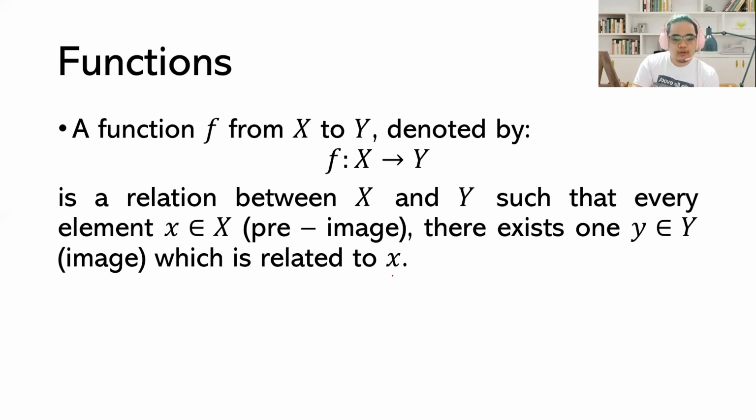It is a relation between x and y such that every element x, or what we call the pre-image, or in other sense, yung doon sa unang element natin, yung domain, there exists one image. Ayan. So, paulit-ulit na nababanggit, di ba? Kada input mo, dapat isa lang yung output which is related to x.